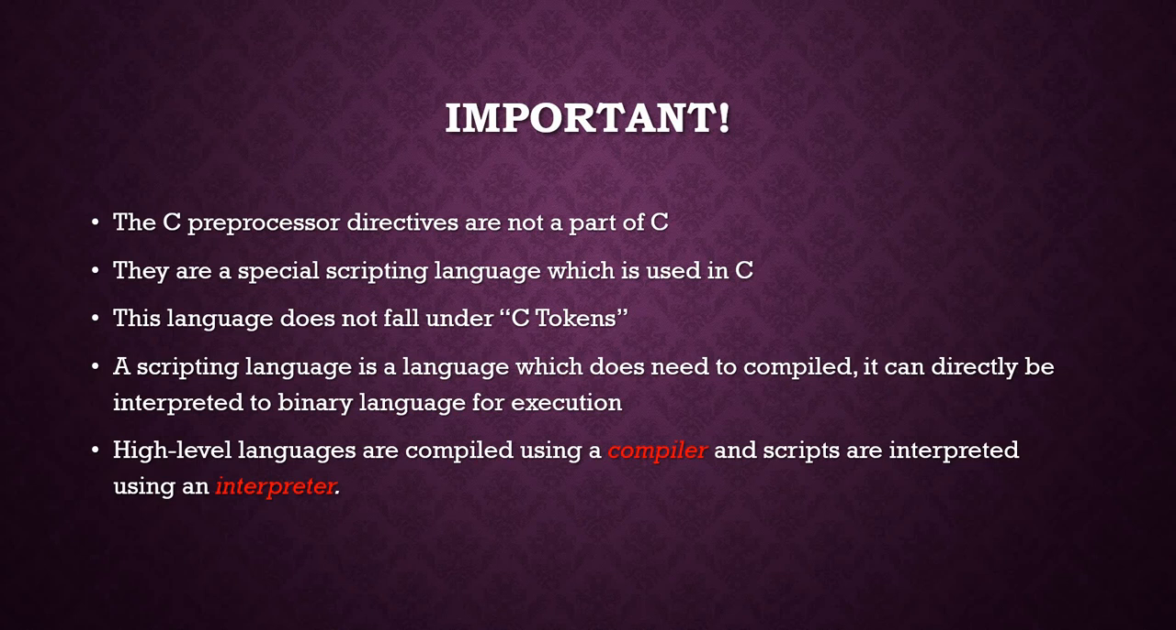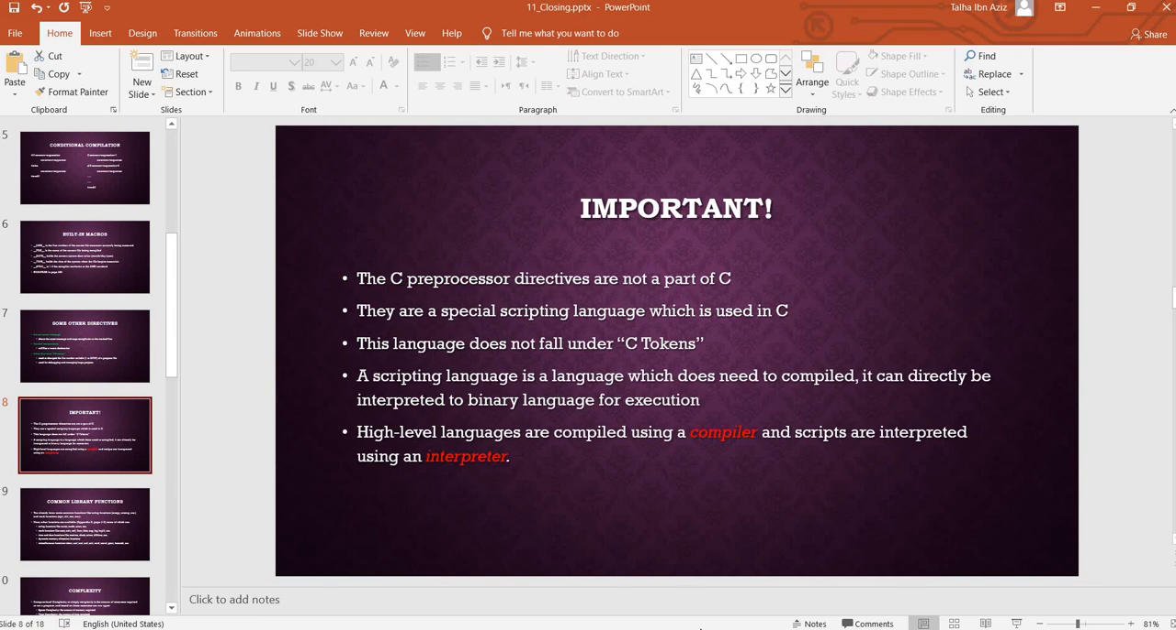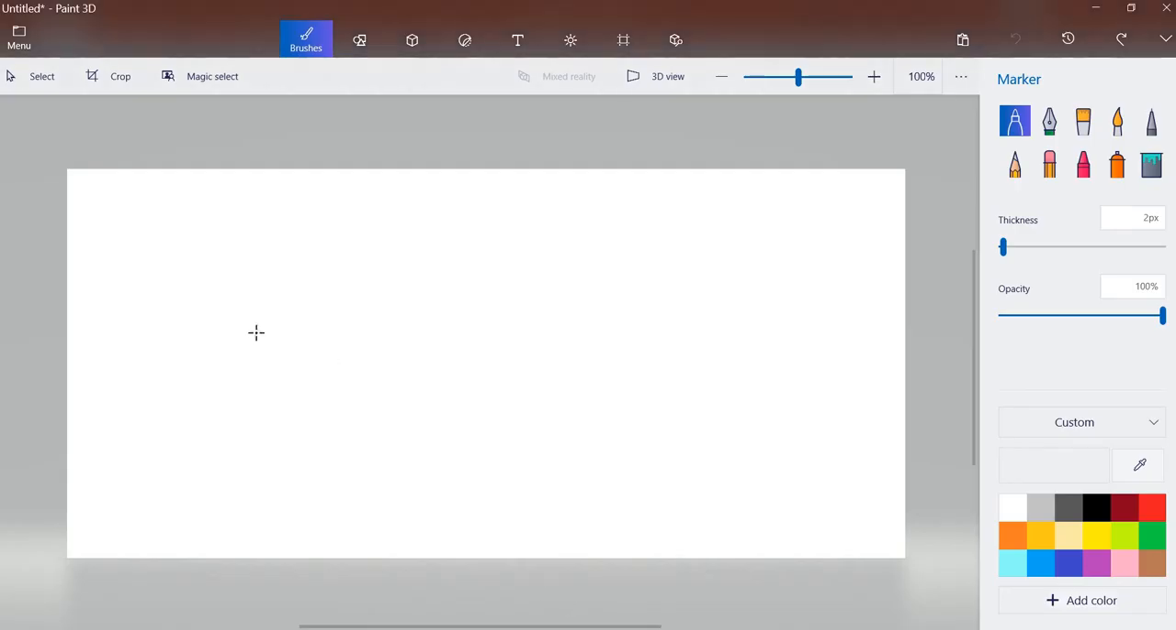Then the .c file was eventually converted to an executable file, right? But in case of scripting languages, this compilation is not required. An interpreter can be used. Okay, so high level languages are compiled using a compiler, and scripts are interpreted using an interpreter. Okay, so I'll just show you sort of a simulation for you to understand.